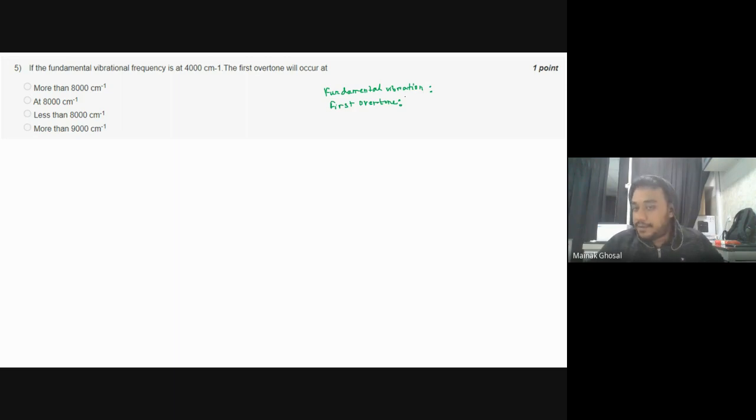First overtone or fundamental vibration is actually related to transition. Suppose from V equals 0 there is a transition to V equals 1. That means from the ground state there is a transition to the first excited state, the V equals 1 state. So it is related to the fundamental vibration. And what is the first overtone? The first overtone is the transition from V equals 0 to the V equals 2 state.